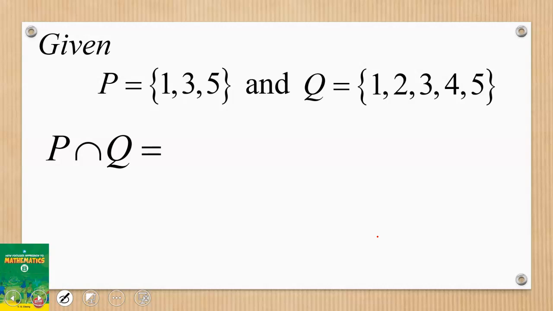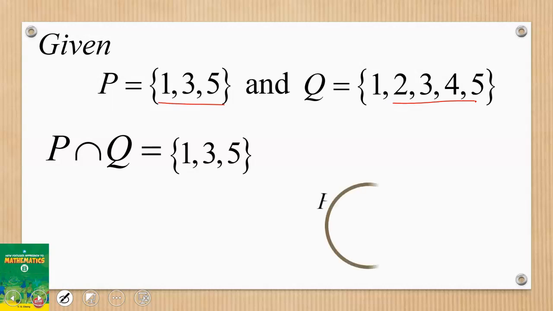Let's say you have set P defined as 1, 3, 5 and set Q defined as 1, 2, 3, 4, 5. What is P intersection Q? Here you can see that all the elements in P can be found in Q. And so the intersection is 1, 3, 5, which is the same as P.